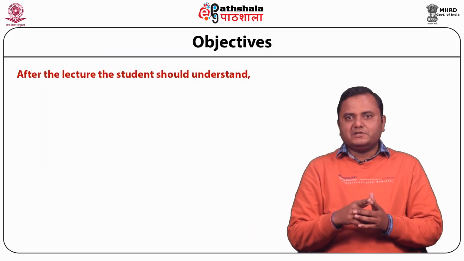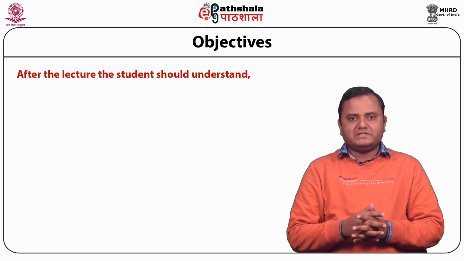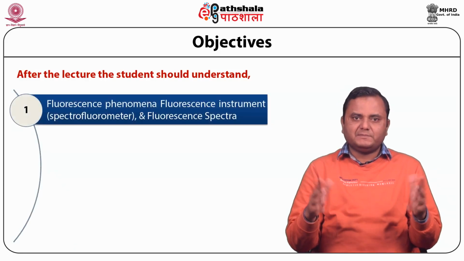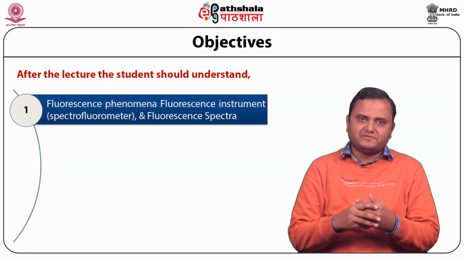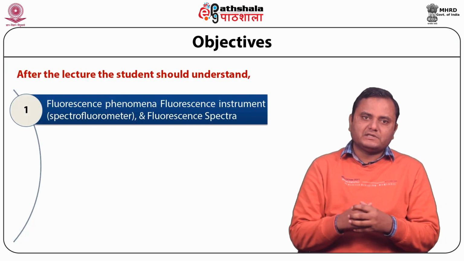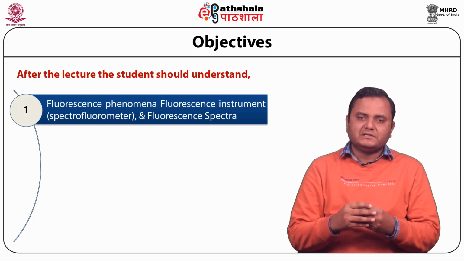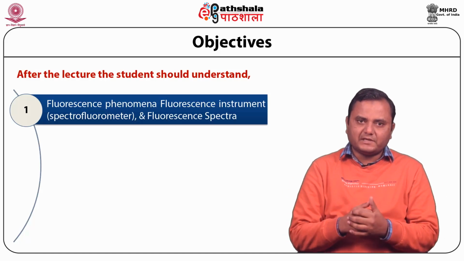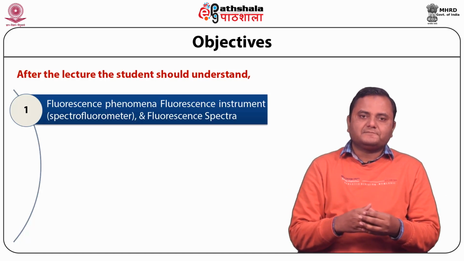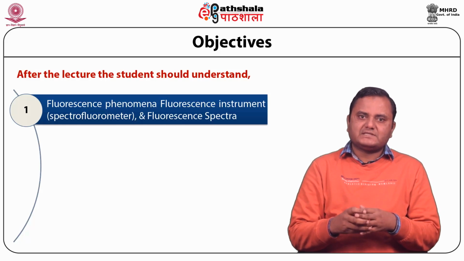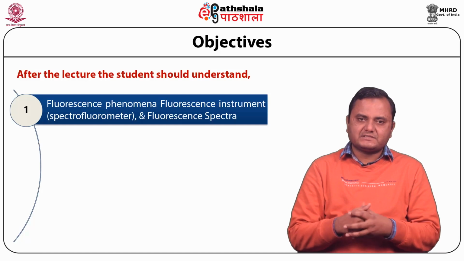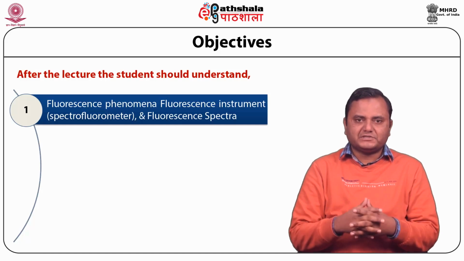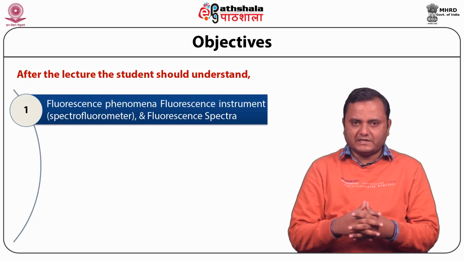After studying this module, the student will be able to understand what the fluorescence phenomenon is, and what the basic concept of the fluorescence phenomenon is. Then we talk about the fluorescence instruments, the components of fluorescence instruments, how they work, and what the fundamental principles are. Then we discuss the fluorescence spectra, what the features of fluorescence spectra are, how they appear, and what kind of information can be derived from them.